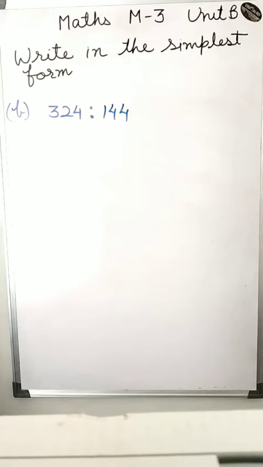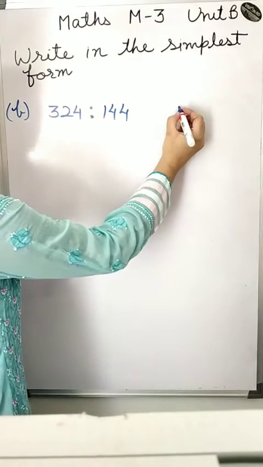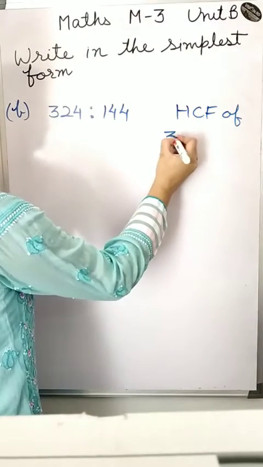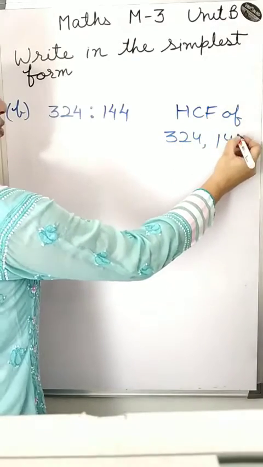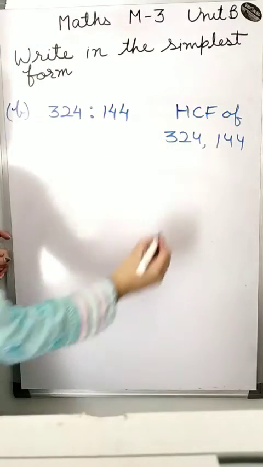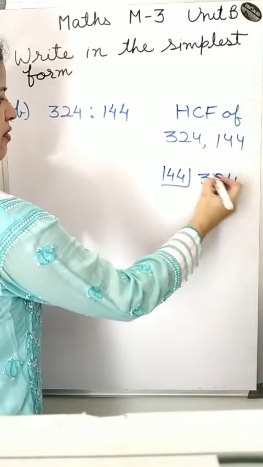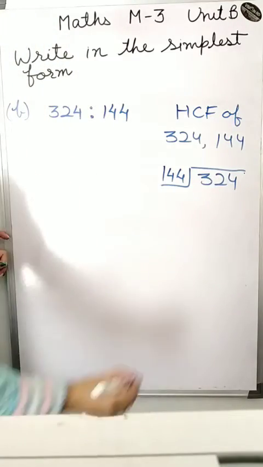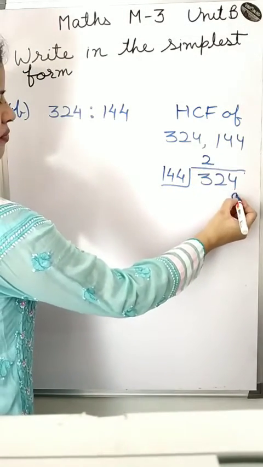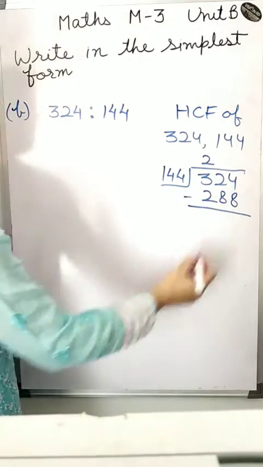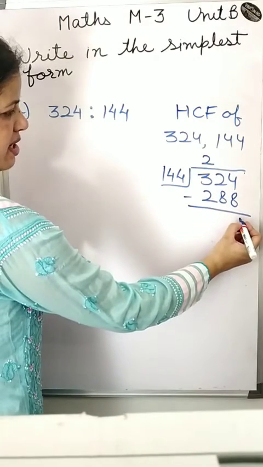Now this is the next question. In this question you again have to convert it into the simplest form. Then how do we find it? As you did in the last question, find the HCF of 324 and 144. 144 is the smaller number, so we divide by 144. 324, and this is equivalent to, when we divide it by 2, 288. Now subtract them. 14 minus 8 is equal to 6.